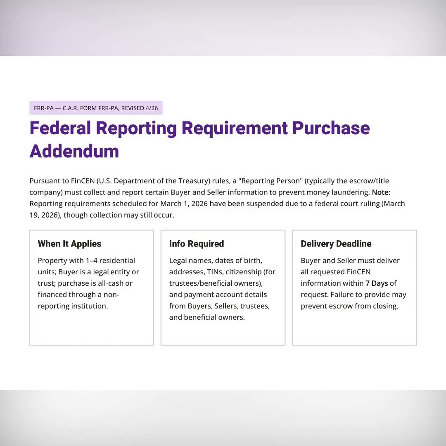Required information can include legal names, dates of birth, tax IDs, and citizenship of all parties, including beneficial owners. Timely delivery of this information, usually within 7 days of request, is essential for escrow to close.